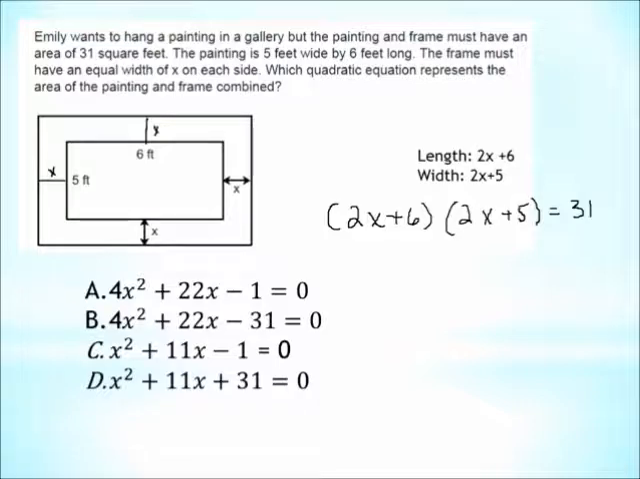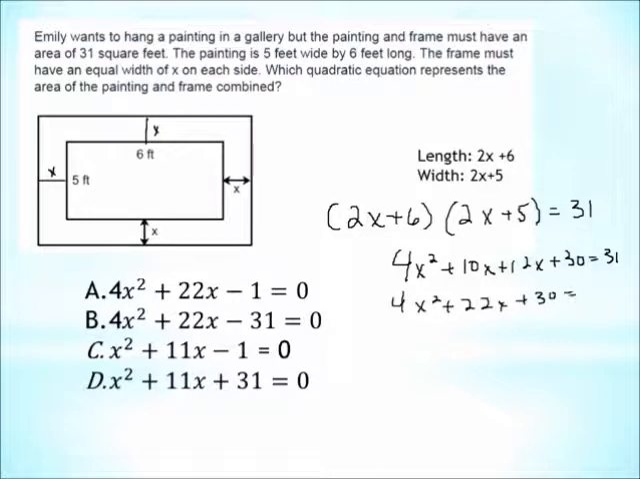You are going to FOIL. Remember, FOIL is first, outer, inner, last. So we get 4x squared plus 10x plus 12x plus 30 equals 31. Then we start solving from here. 4x squared plus 22x plus 30 equals 31. And then from this step, we're going to subtract 31. And when we subtract 31, we actually get the answer of A.